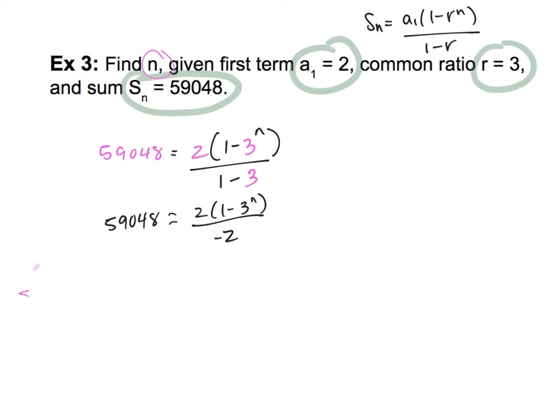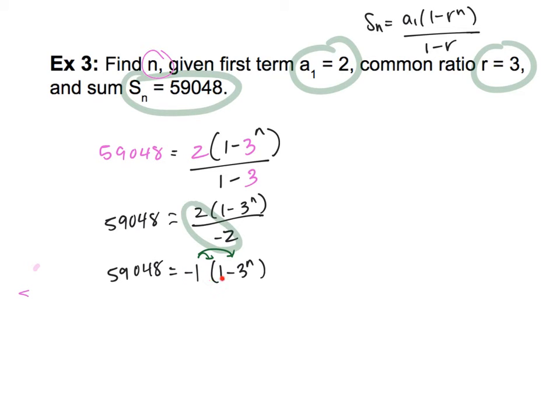What I could do here is, I noticed that there's a 2 here and a -2 here, and there's a line, so I can divide those numbers. 2 divided by -2 gives me -1. And so now I'm just left with -1 times 1 minus 3^n, that stuff in the parentheses. This side here is 59048. So there's a few things you can do. You can divide this -1 over to the other side, or you could actually distribute this -1, which I'm going to do.